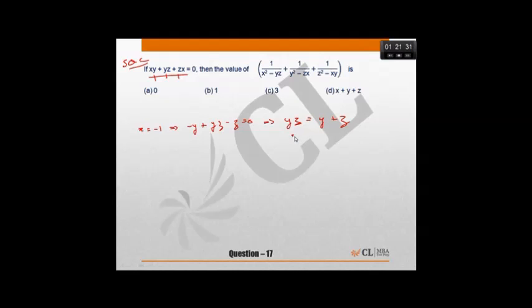That means Y and Z should be 2 each. So Y 2 plus 2 equal to 2 into 2. So taking X to be equal to minus 1, Y to be equal to 2, Z to be equal to 2. Let me find the value.